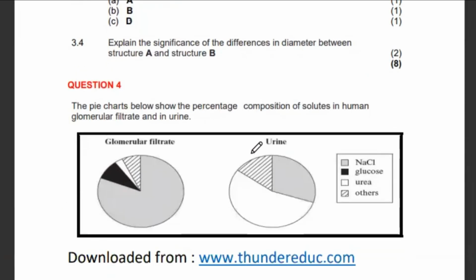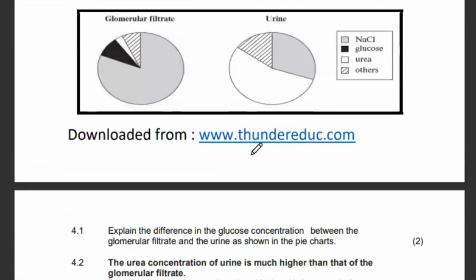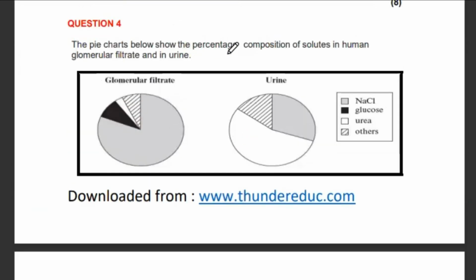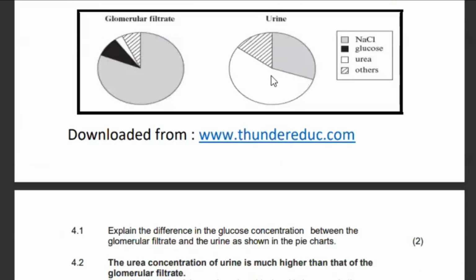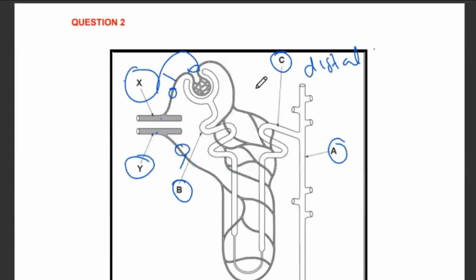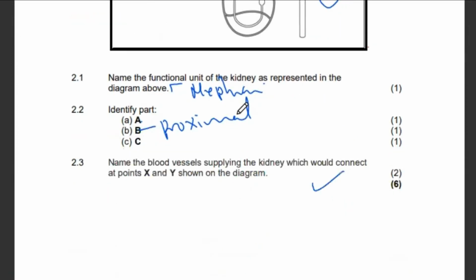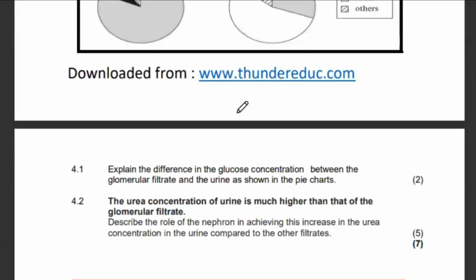Yes. Let's go to question number 4. The pie chart shows the percentage composition of solutes in humans. This is in the glomerular filtrate, and this is in the urine. When you talk about the glomerular filtrate, we are talking about what you form here, and in the urine, what you have here. So I think that is clear. Let's go to our question and find out.